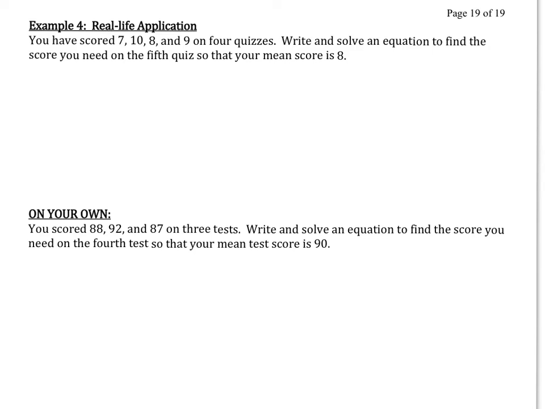So since we're trying to find the average on 5 quiz scores, we're going to take those 5 scores, add them up, and then divide by 5. However, you only have the first 4 scores. So for the 5th one, that's where the variable comes in. So for the equation, it's going to be 7 plus 10 plus 8 plus 9, I'm just going to use plus x, and then I divide it by that 5 and set it equal to that mean score of 8.